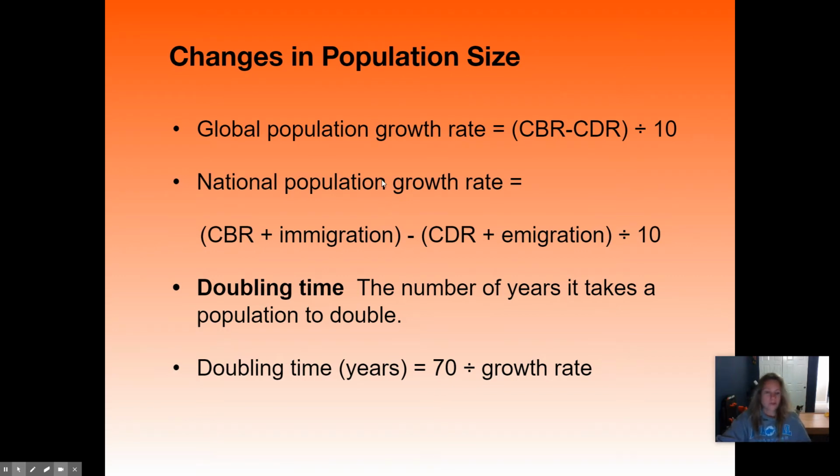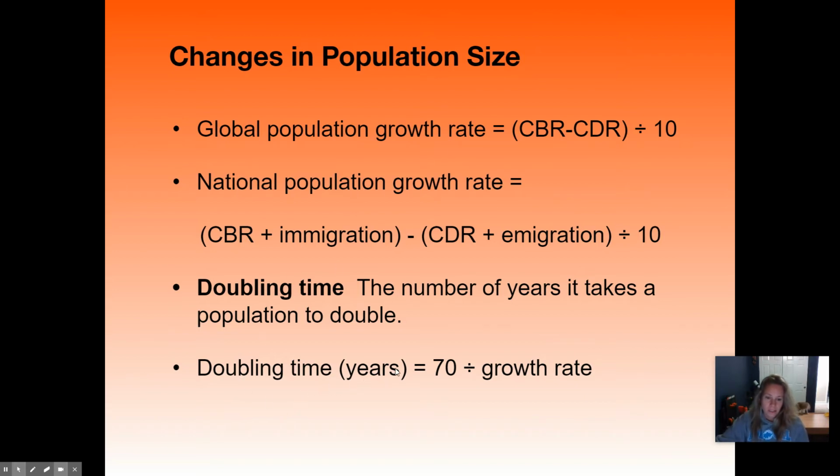And then for national population growth rate, we have to take into effect immigration and emigration, because if we're talking about the globe, we're not going to have immigration globally unless people are leaving Earth. But anyway, so national, we have to take into effect the current birth rate plus immigration, so who's coming in. So remember, these two things are going to increase population, minus the current death rate plus emigration. So this would subtract the amount of people in your country divided by 10. So that would give us our national population growth rate. And then the doubling time is how we calculate how long it's going to take to double at that rate.